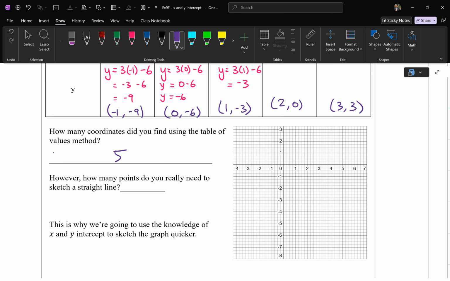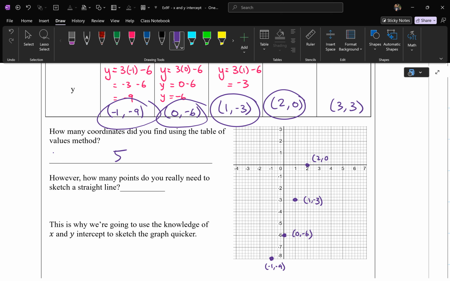You have 5 coordinates. And if you were to plot them, you would have to do what? -1, -9. So -1, -9 might be down here. So here's -1, -9. Then you would have to plot 0, -6. And 0, -6 is over here. Then you plot 1, -3. So 1, -3 is over here. Then you would plot 2, 0, which is over here. And then finally 3, 3.